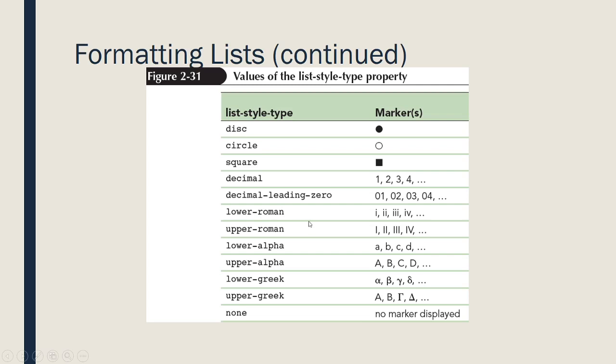We can also have lower Roman, if we want to apply lower Roman numerals to our list items, upper Roman, lower alpha, like a, b, c in small letters, upper alpha in capital letters, lower Greek, upper Greek, or you can also have the none type, which will not display the marker. Now let us try to apply these various types of list-style-type property.